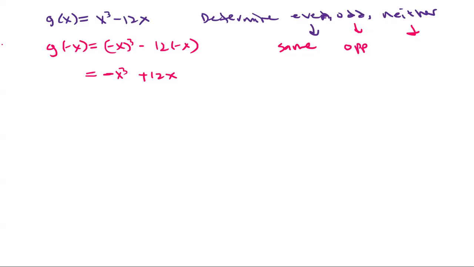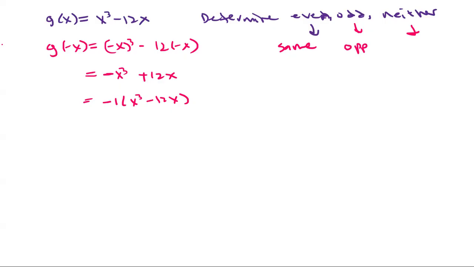All right, so let's look at this. We have x cubed minus 12x, and we have negative x cubed plus 12x. Is that neither? Well, let's see. If I were to factor out a negative 1, then it becomes x cubed minus 12x, right? This is a positive, and we have a positive here, and then we have a negative. All right, so these are opposite.